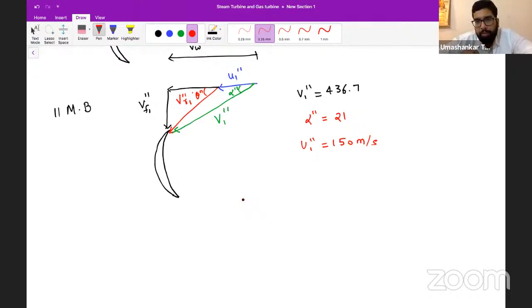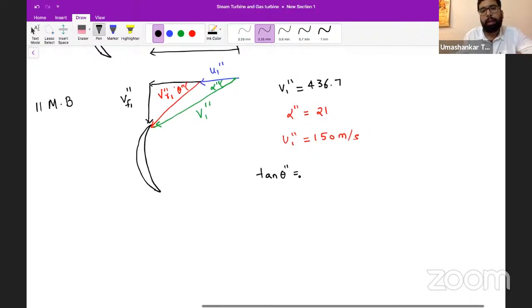So U1 double dash is 150. From this you can calculate theta double dash. So what will be theta double dash? Let us calculate it very quickly. Would you like to do it? Those who are live, will you be able to calculate everything for this second row of moving blade?